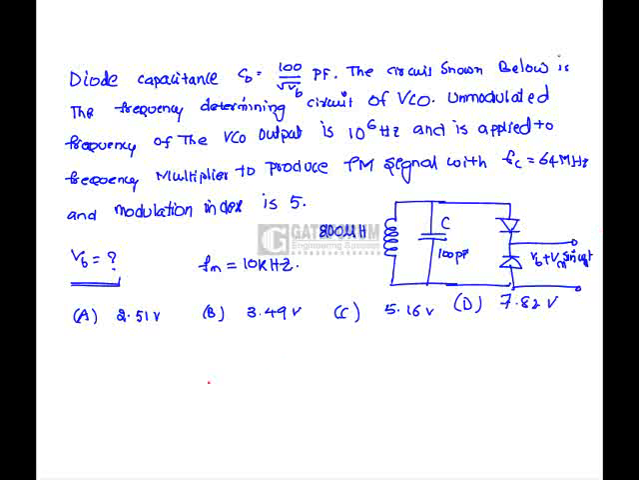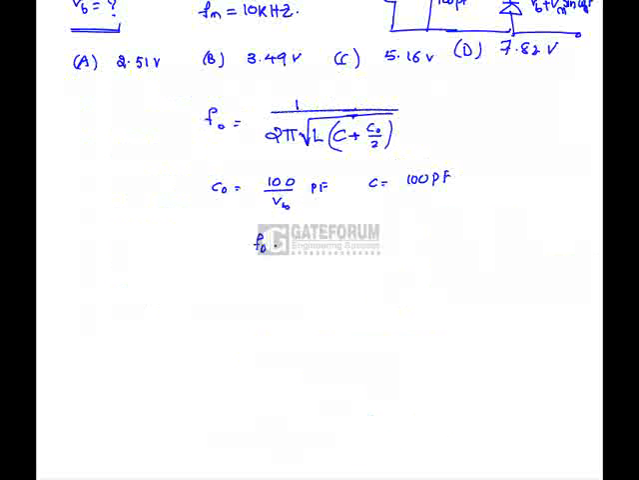So we know that the frequency determining network of the VCO frequency is nothing but 1 by 2 pi root LC. Because of the diode, the equivalent capacitance is C0 by 2, because those two are in series, which is kind of a parallel multiplication. So here C0 is given as 100 by root VB picofarad, C is 100 picofarad, F0 is 10 power 6 Hertz, L is 200 microhenries.